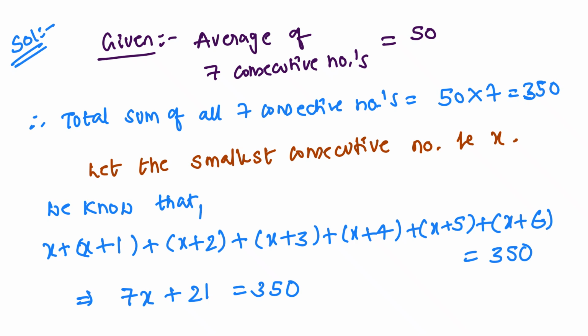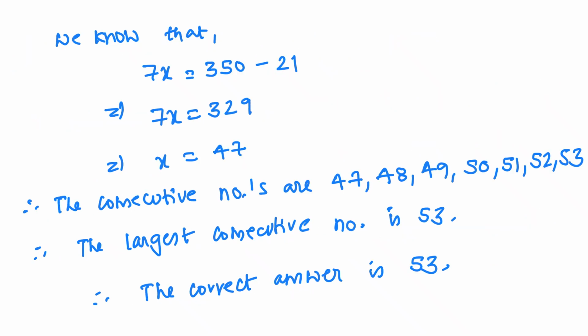Let the smallest consecutive number be x. We know that the sum of all the consecutive numbers is equal to 350, which implies 7x plus 21 is equal to 350. We know that 7x is equal to 329. Therefore, x is equal to 47. Therefore, the largest consecutive number is 53. Therefore, the correct answer is 53.